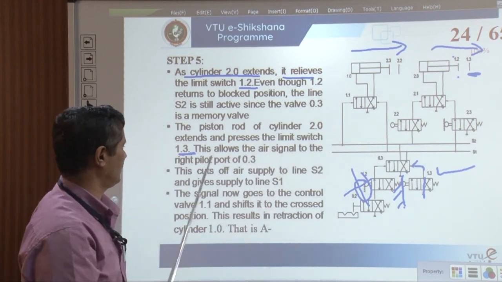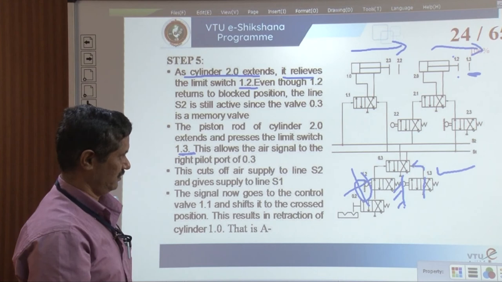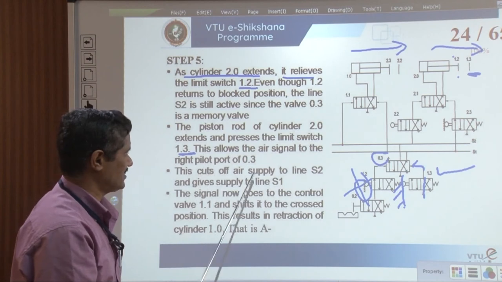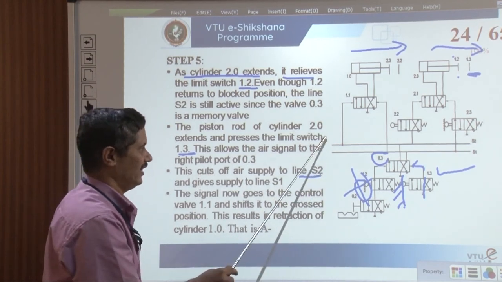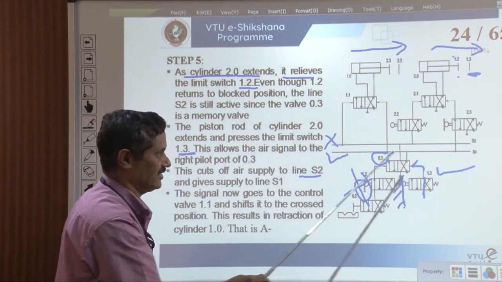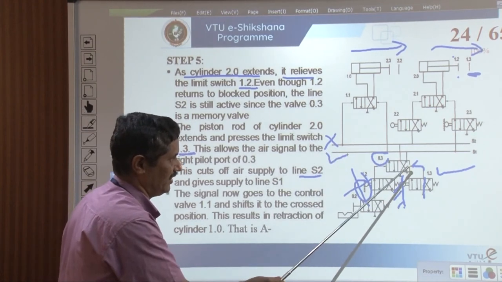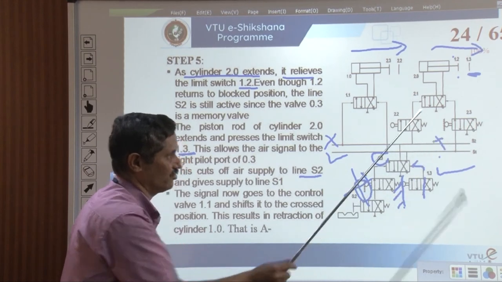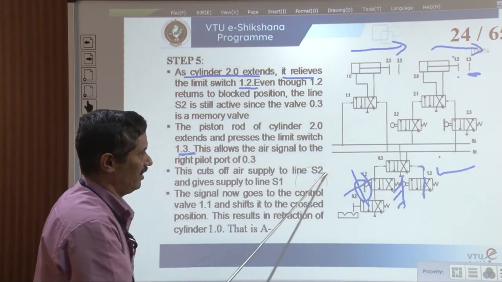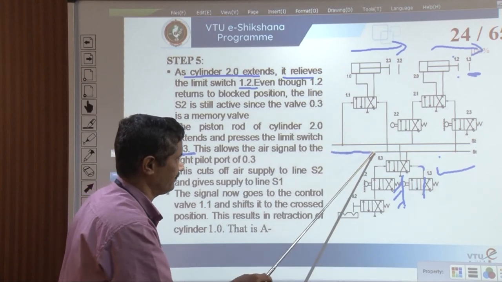So this allows the air signal to the pilot port 0.3, okay, that is this valve, 0.3 is this valve, same valve which I have told, and this cuts the air supply in the line 2. Air will not go to this, now the air will go to this because you are energizing this side. When we have done this, air was on this header. When we have done this, air will be in this header and air will not go to this line. So this is how we are changing the air supply. Now after this gets pressed, we are changing the air supply to this.